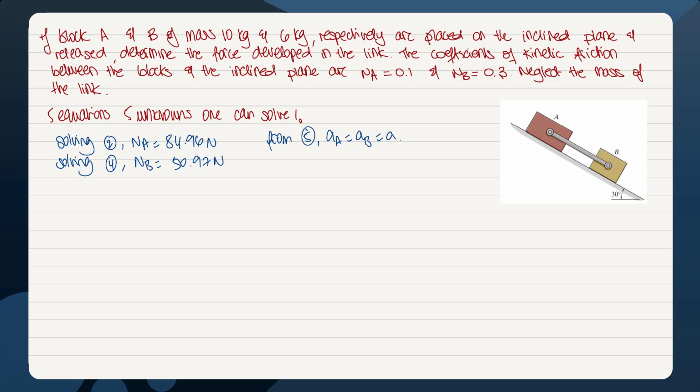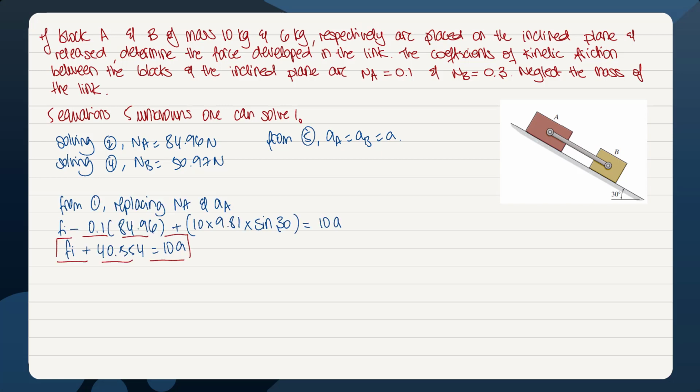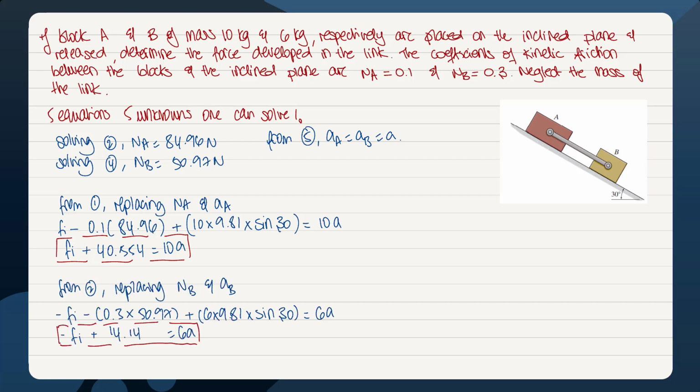Then from 5, noting that a_A is equal to a_B, which is equal to a, we can replace that in the 2 other equations of motion. So we'll end up with Fi plus 40.554 is equal to 10a for the first equation. And from the second equation, replacing N_B and a_B, we have minus Fi plus 14.14 is equal to 6a. So now we're left with 2 equations and 2 unknowns.